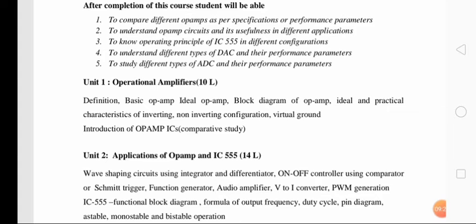In this chapter I am going to explain the definition, basic op-amp, ideal op-amp, and block diagram of operational amplifier. Op-amp is a short form of operational amplifier. So block diagram of op-amp, ideal and practical characteristics, inverting and non-inverting configuration, virtual ground, introduction of op-amp. That is what I am going to explain in unit 1.